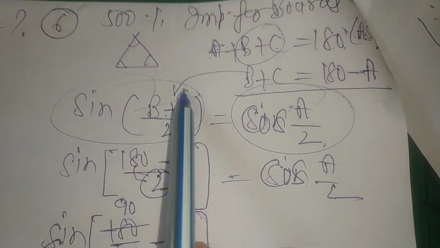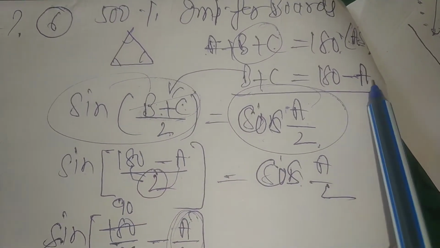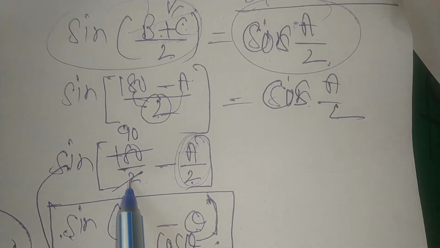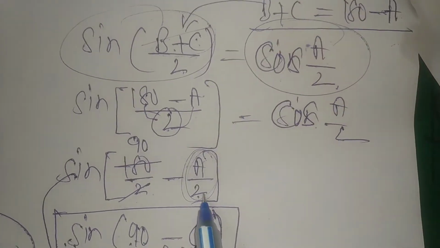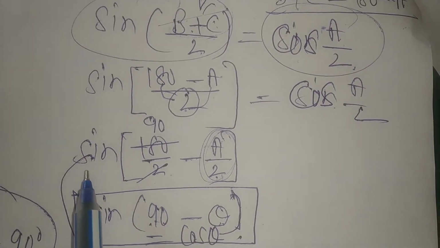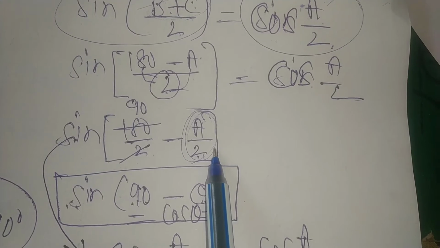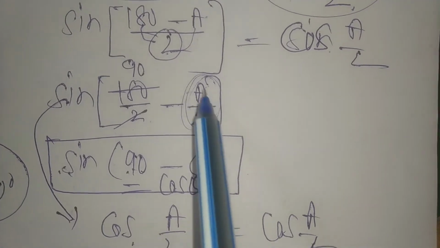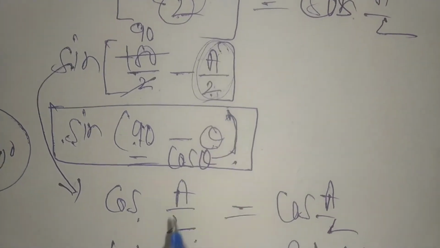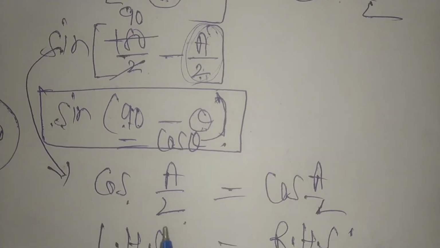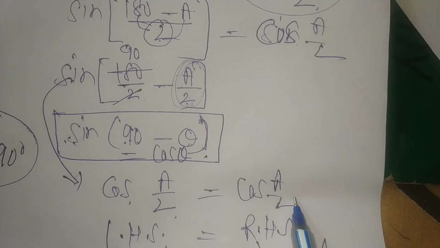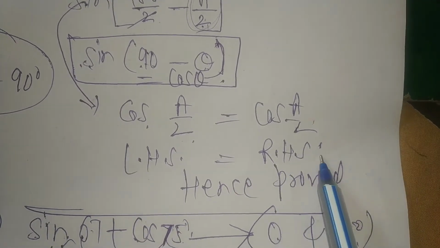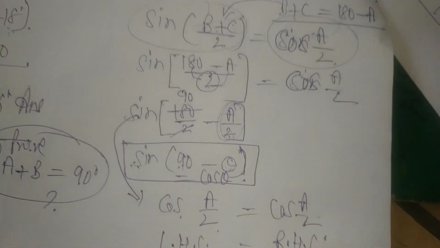Now I am just replacing the value of B plus C, that is 180 minus A. Now this 2 I will separate: 180 by 2 minus A by 2. So now it has become, students, sine 90 minus theta. So we know that sine 90 minus theta equals cos theta. So here the theta is A by 2. So it will become cos A by 2. And the right hand side is also cos A by 2. Therefore LHS equals RHS, hence proved. This is again a very important question.